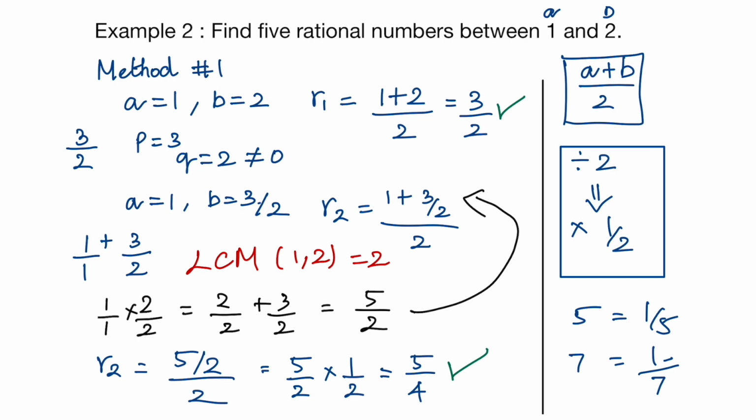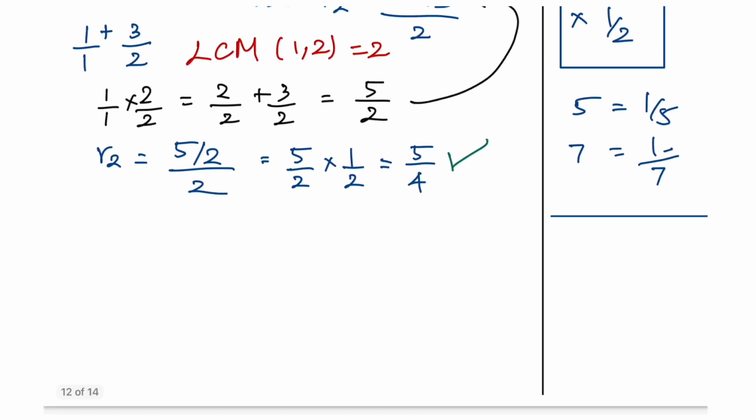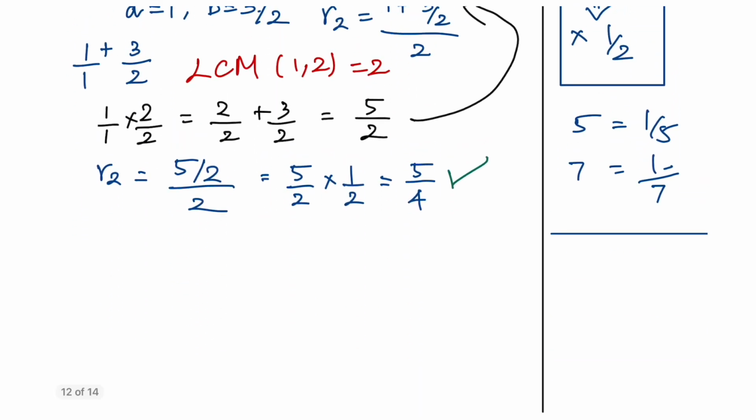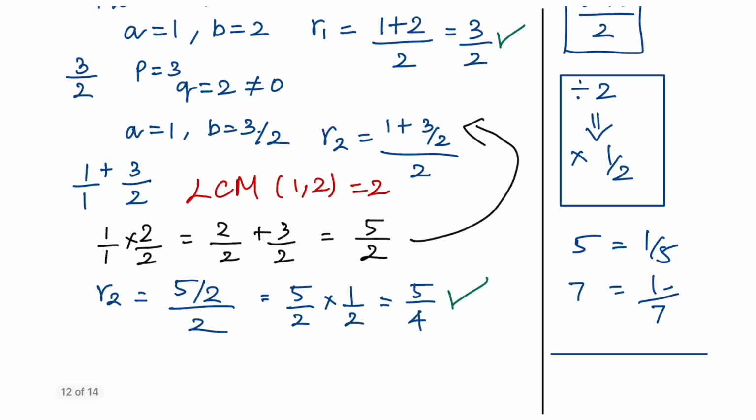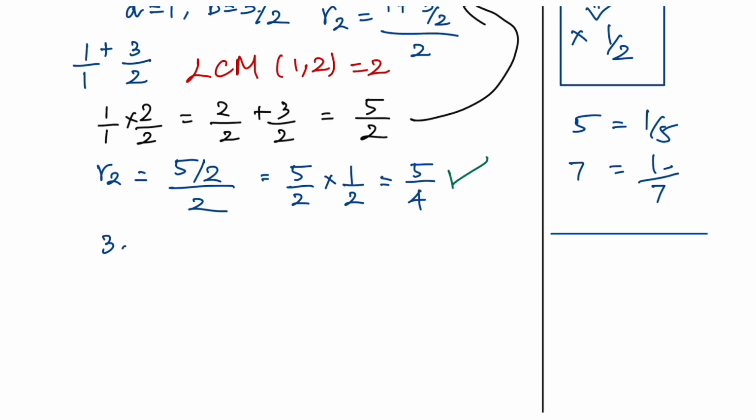Now is 5 by 4 rational? Obviously 5 is an integer, 4 is an integer, and 4 is not equal to 0, so that again comes under this category. Now we have found two rational numbers. Let me just move the paper aside and move on to the next thing. We now have two rational numbers: the first one is 3 by 2, the second one is 5 by 4.